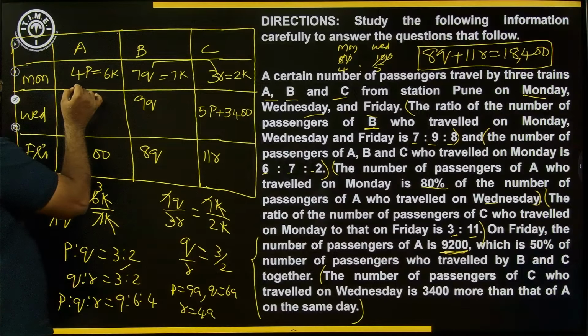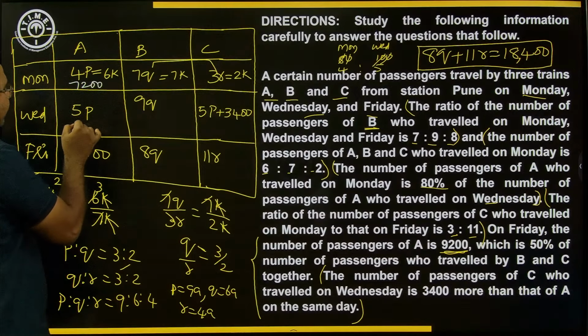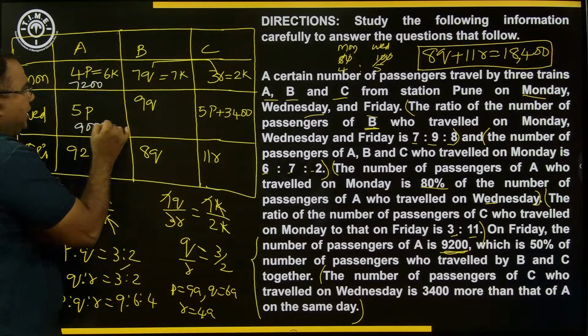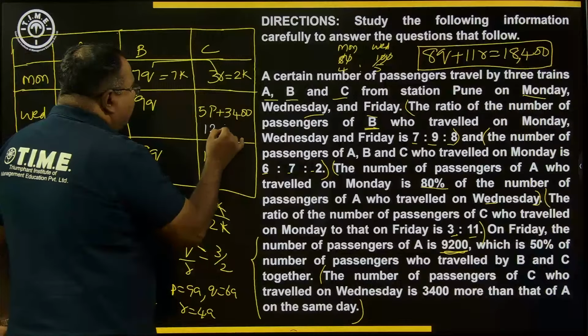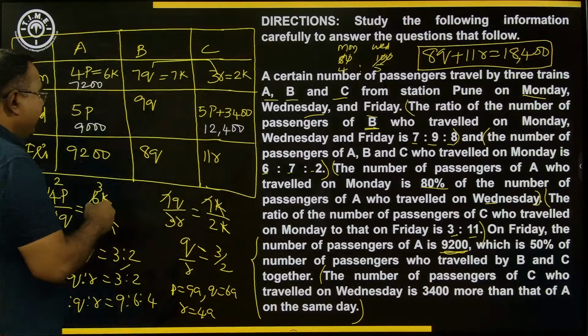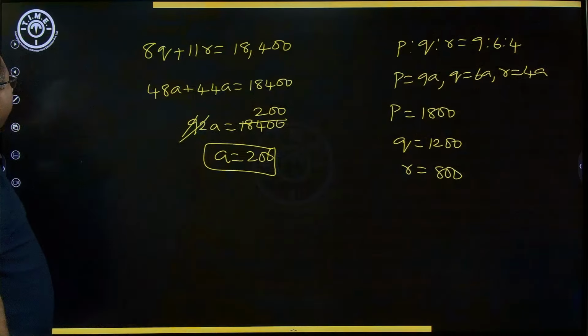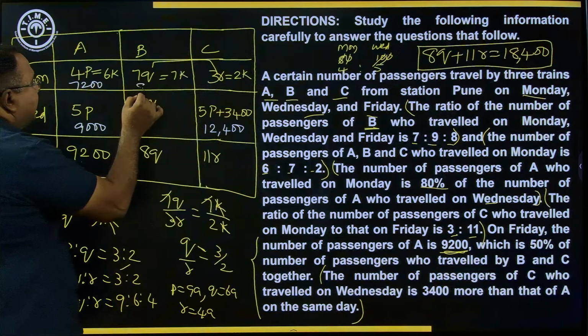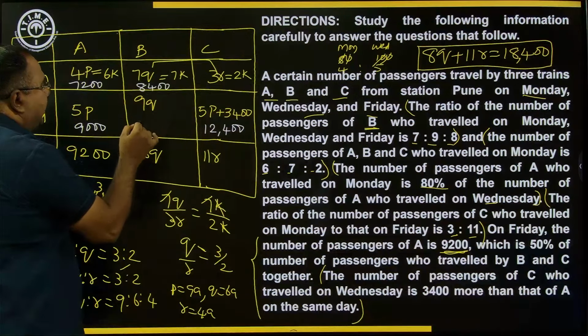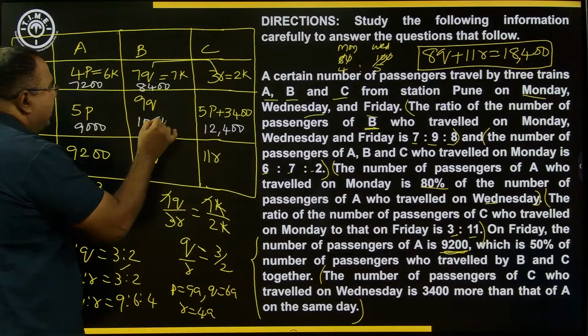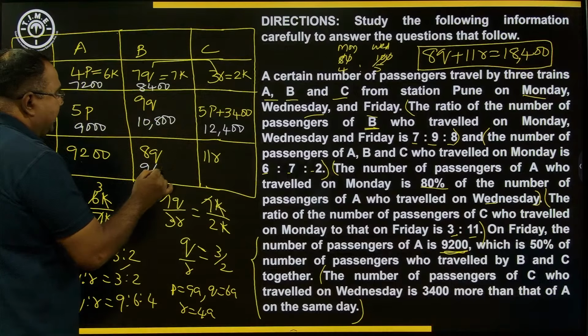So P is how much? 1800. So this is 7200. 5 into 1800 is 9000. This is 3400 more, 12,400. Right? Anywhere else P? No. How much is Q? We got Q is equal to 1200. 7 into 12, this is 8400. 9 into 12, 10,800. 8 into 12, 9600.